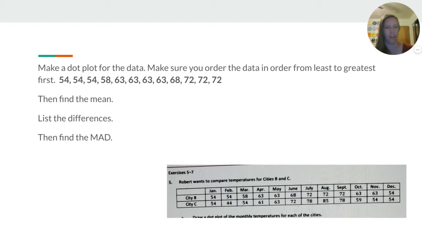Now we want to find the mean. So we add up all those numbers right there and divide them by 12, because that's how many numbers we have. And we get an average of 63. So 63 is the mean.